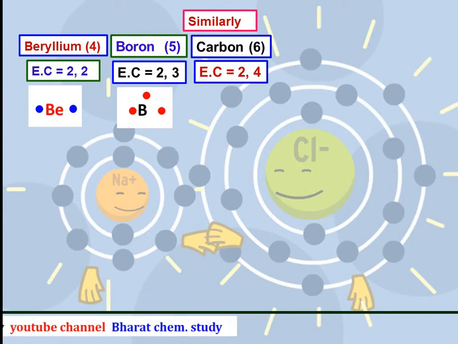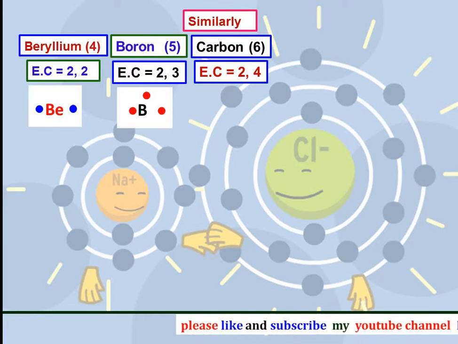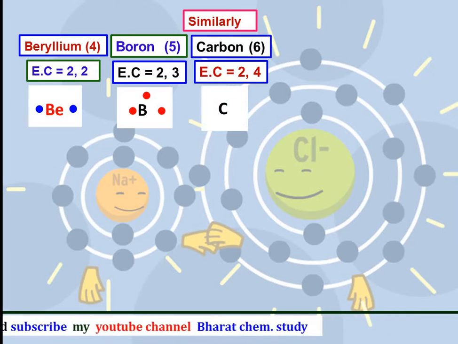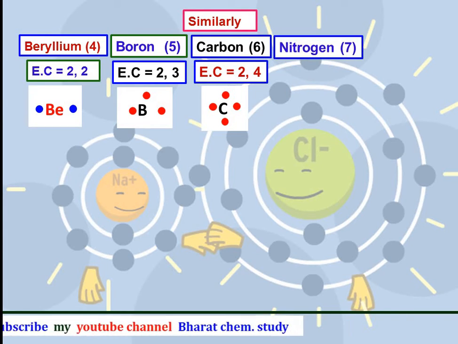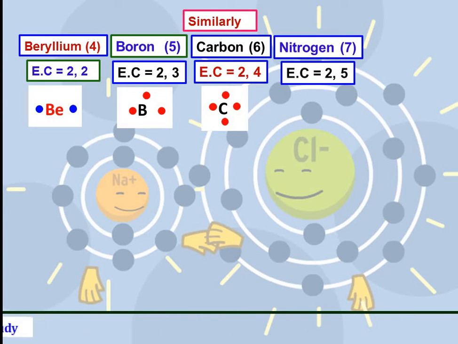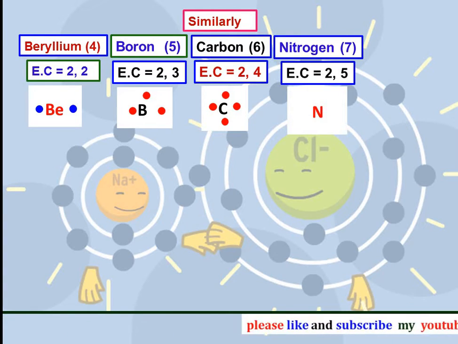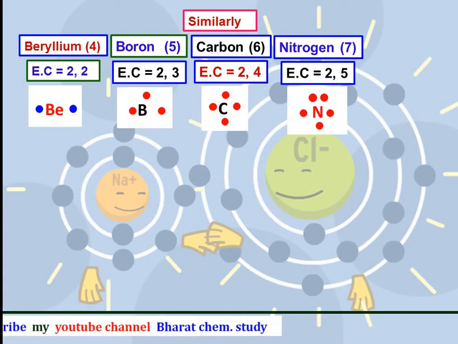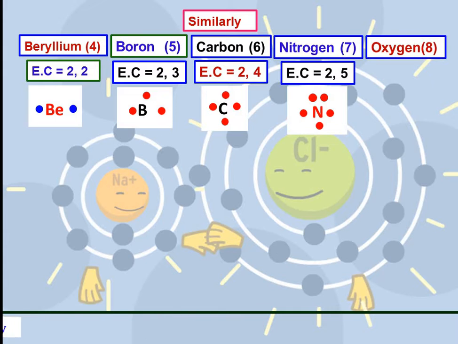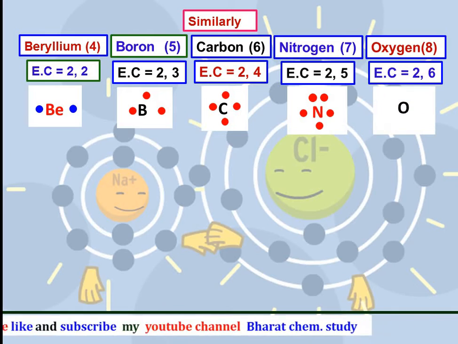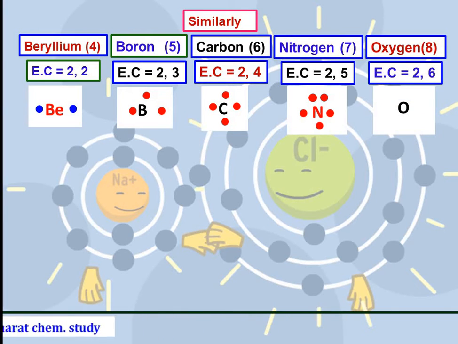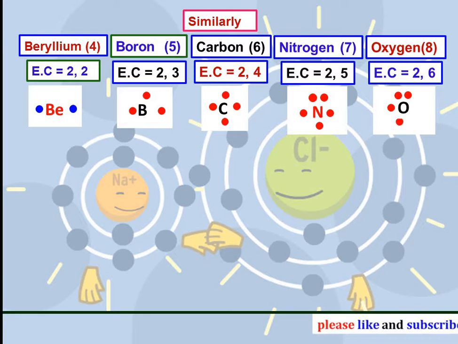In case of carbon, the electronic configuration is 2, 4, so valence electrons are 4. So the Lewis symbol for carbon can be represented by putting the symbol of carbon, and the 4 valence electrons will be represented around it as dots like this. Similarly, nitrogen, electronic configuration 2, 5, valence electrons 5, so it is represented by placing 5 dots around nitrogen. In case of oxygen, the electronic configuration is 2, 6, valence electrons are 6, so it can be written by writing the symbol of oxygen and representing 6 dots around it.